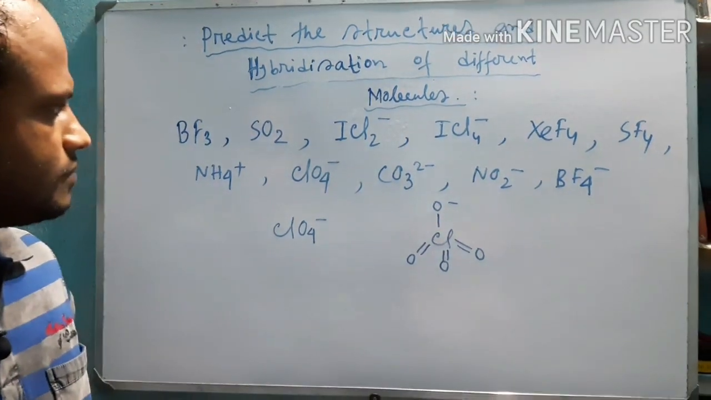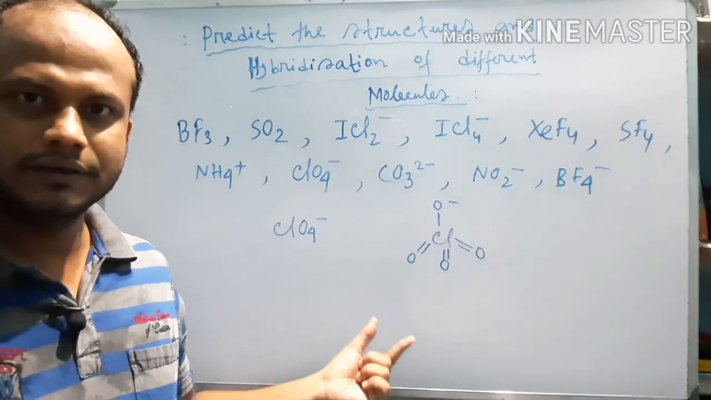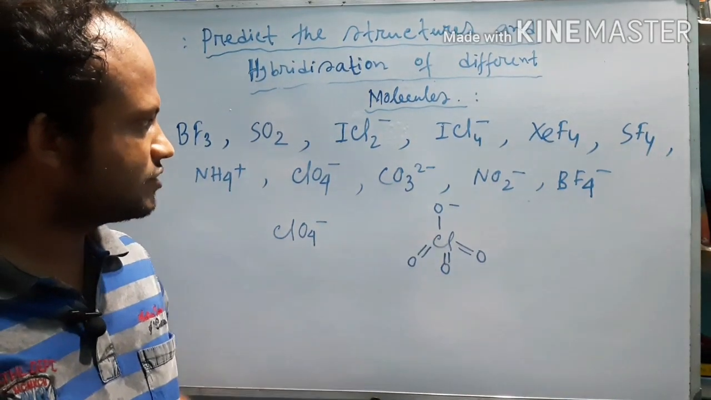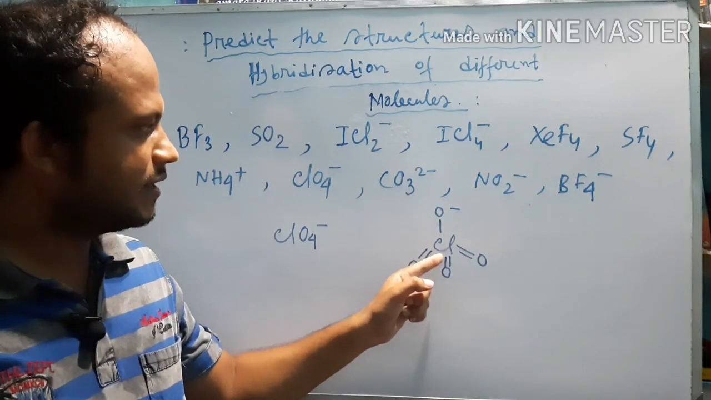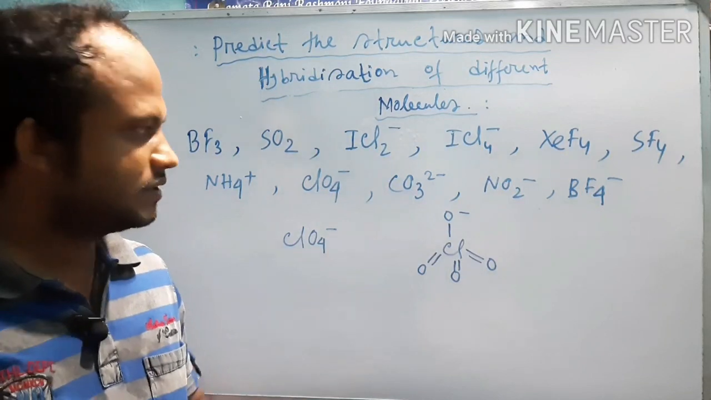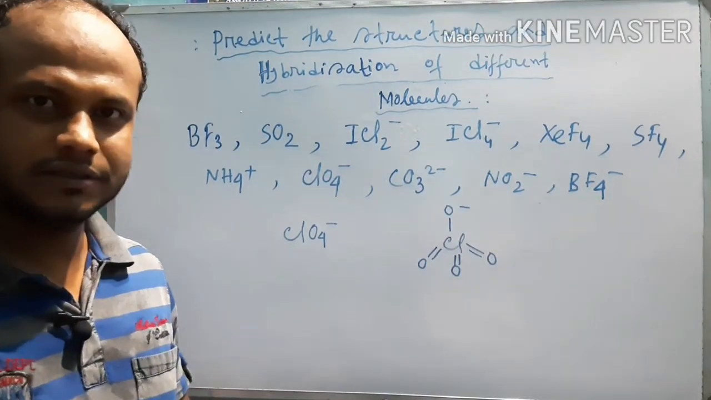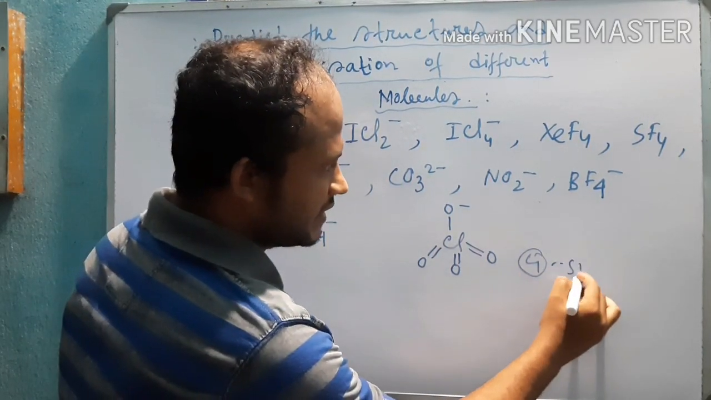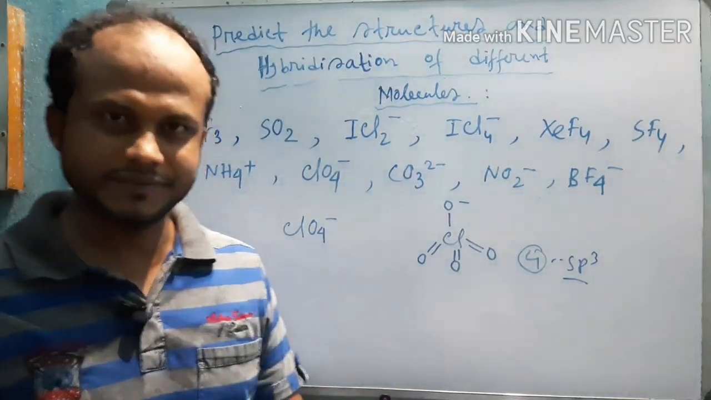Here you have to calculate the sigma bonds, lone pairs and coordinate covalent bonds. Here the number of lone pairs of the chlorine atom is 0. The number of sigma bonds is 1, 2, 3, 4. So 4, that is sp3. The hybridization of ClO4 minus is sp3.